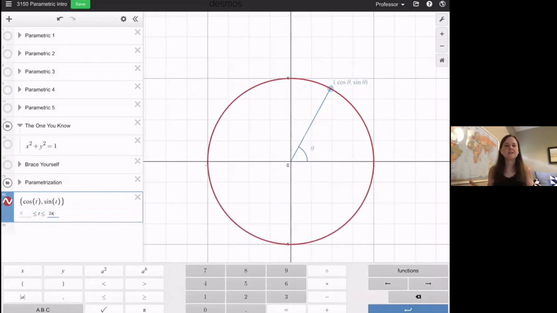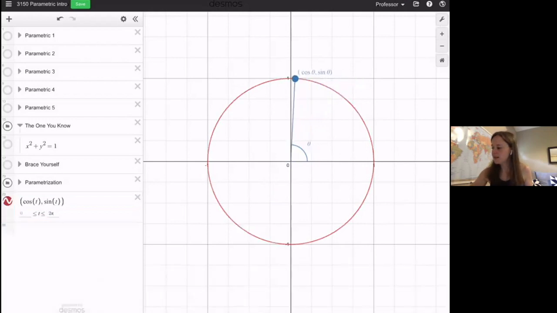And there it gives me the exact same graph as x squared plus y squared equals 1. And that kind of makes sense because we know that cosine squared plus sine squared is equal to 1. All right, so this is the parameterization of the unit circle. x is equal to cosine t and y is equal to sine t.